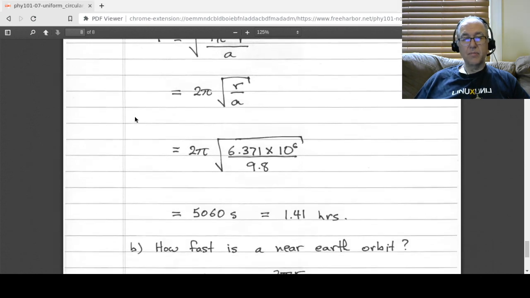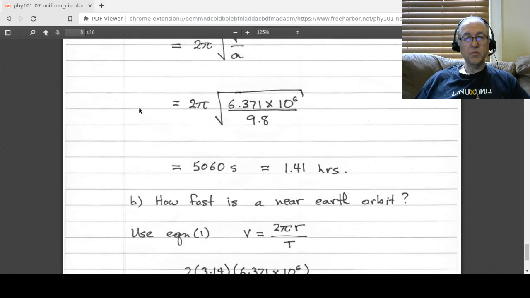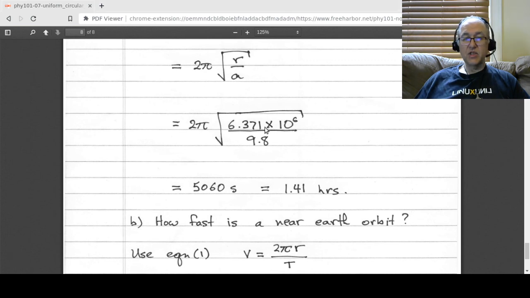All right, now substitute in the numbers. The radius, I just gave that to you, and watch it. If you look it up on Google, it may give it to you in kilometers, but we need it in meters, so it's 6.371 times 10 to the 6 meters divided by 9.8. I actually use 9.8 and not 10 here because I want a more accurate number. And that turns out to be 5,060 seconds, which is about 1.4 hours. So it's a little less than 90 minutes, but you got the idea. In 1.4 hours, you can go all the way around the Earth.